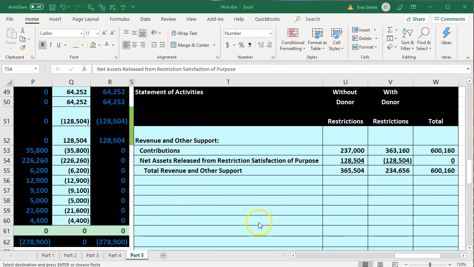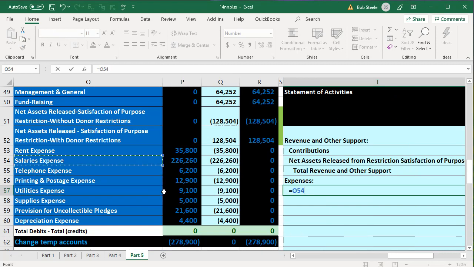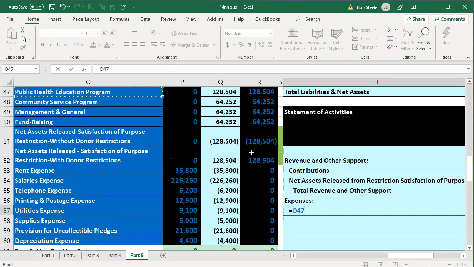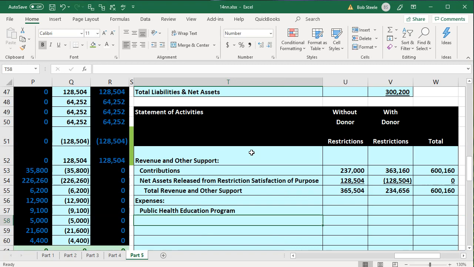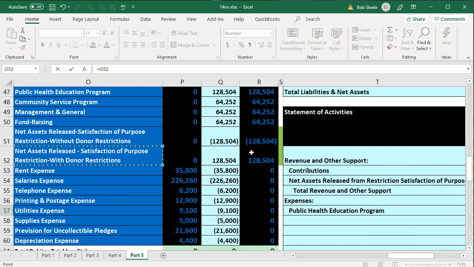Next, we're going to go to the expenses. So next we have expenses. So we'll say expenses colon. And we're going to pick up the expenses up top, which are going to be included. Notice we closed them all out down here and we put them into these categories, which is the public health and education. So we'll pick that up, and these are all going to be without donor restrictions. So we're going to say this equals the public health and whatnot.